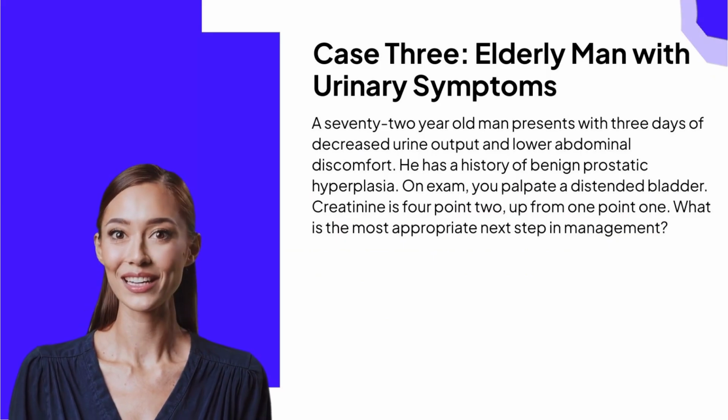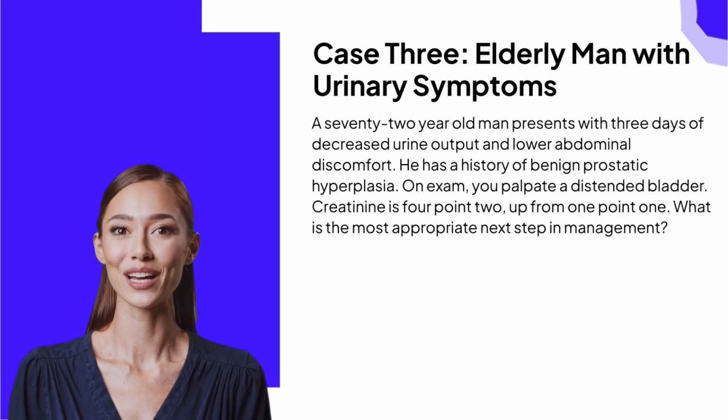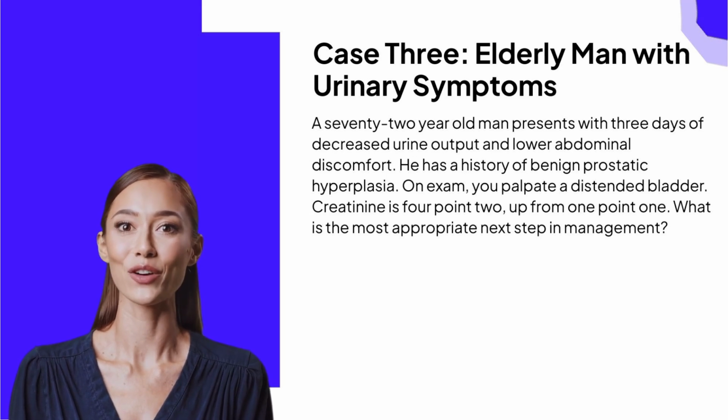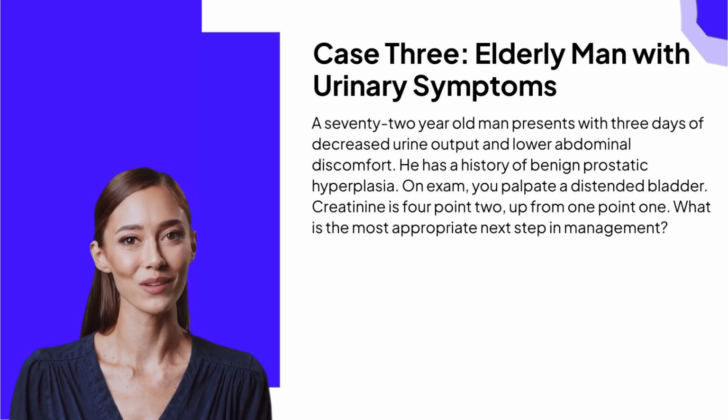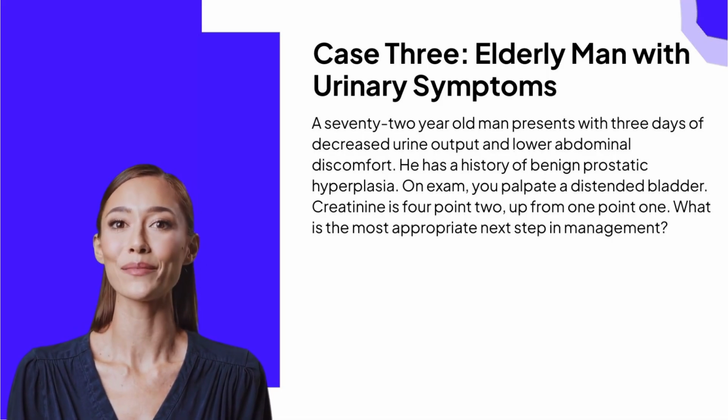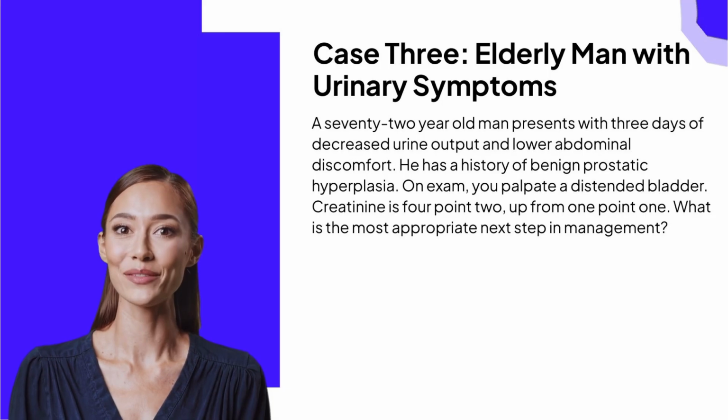Here is case 3. A 72-year-old man with benign prostatic hyperplasia history presents with decreased urine output and lower abdominal discomfort. You can palpate a distended bladder. His creatinine has risen significantly. What is the most appropriate next step in management?